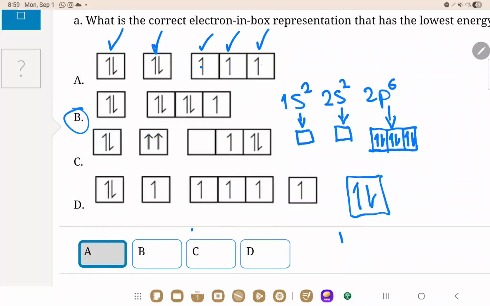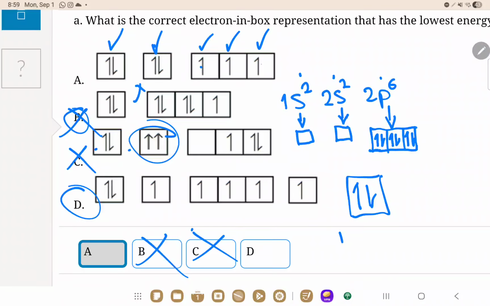In B, what did I tell you? When you're writing electronic configuration, you have to start with S2, then you go to P. So here you only have 1 S, you're missing a box. So this one is immediately wrong. B cannot be the answer. Here, you have 2 boxes, then a 3 box, but if you look at this box, you have 2 arrows going up. You cannot have 2 arrows going up. You have to have 1 up, 1 down. So C is automatically wrong. Here, forget the fact they put a 4th box here.